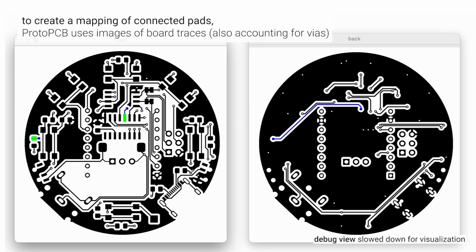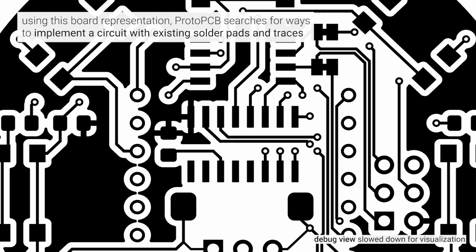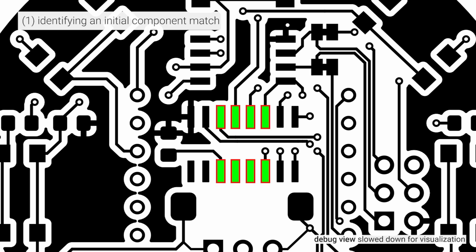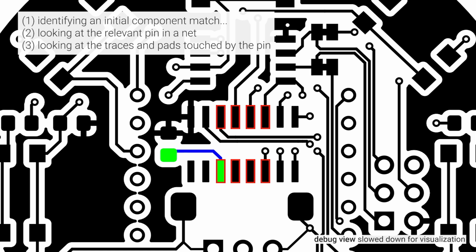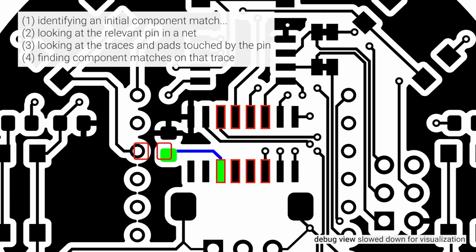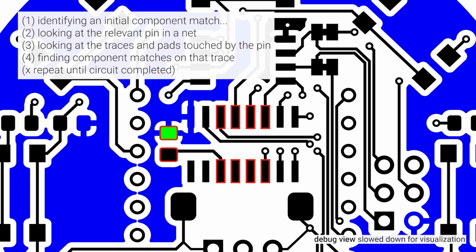To create a mapping of connected pads, ProtoPCB uses images of board traces, also accounting for vias. Using this board representation, ProtoPCB searches for ways to implement a circuit with the existing solder pads and traces. First, by identifying an initial component match, then by looking at the relevant pin of that component in the net, and then looking at the traces and pads touched by the pin, and finally finding component matches on that trace. This process repeats until the circuit is completed.